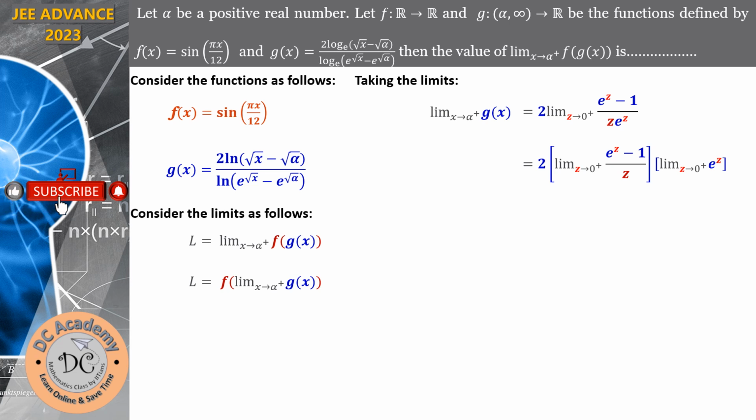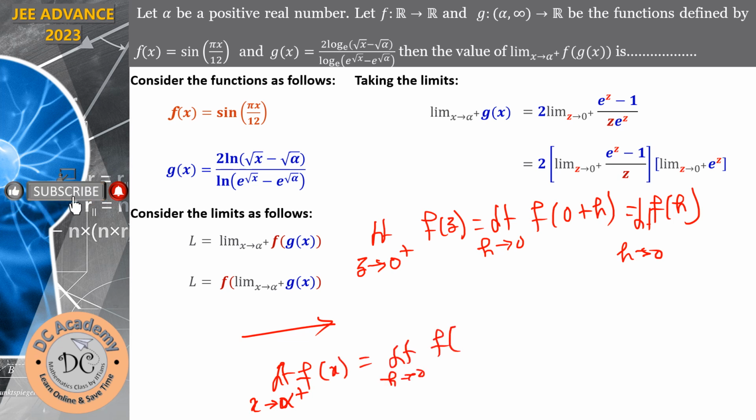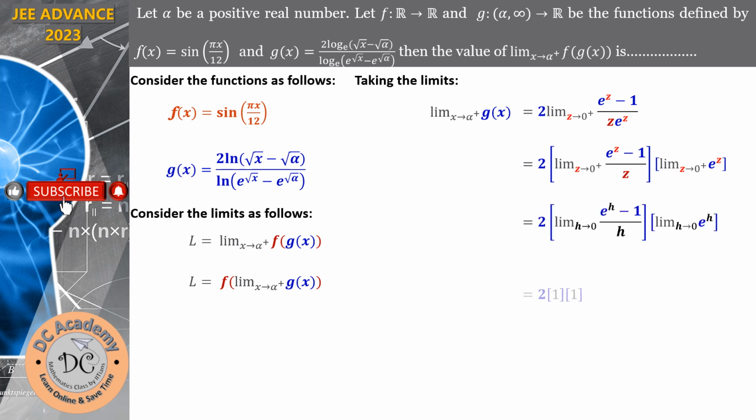So what's the formula? We always remember that if we are trying to calculate the right limit, the limit as z tends to 0 plus of f(z) will be equal to the limit as h tends to 0 of f(0 plus h). Always remember this property, that the limit as x tends to alpha plus of f(x) will be equal to the limit as h tends to 0 of f(alpha plus h). Now using that we can calculate the value of any right limit.